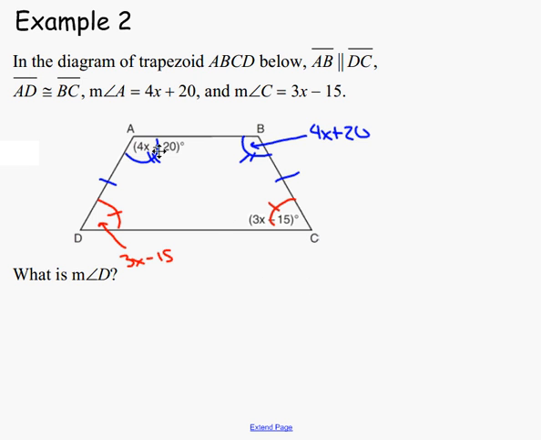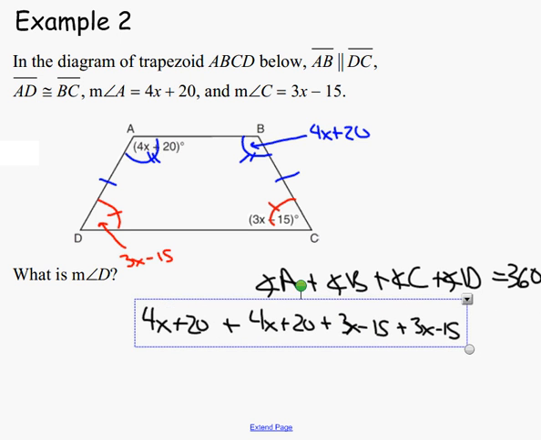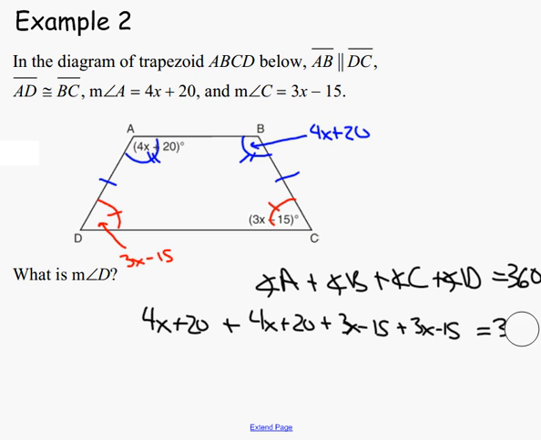And what we know is that all the angles, angle A plus angle B plus angle C plus angle D, have to add up to 360. So we substitute. So we get 4x plus 20 plus 4x plus 20 plus 3x minus 15 plus 3x minus 15. And we're going to set that equal to 360.